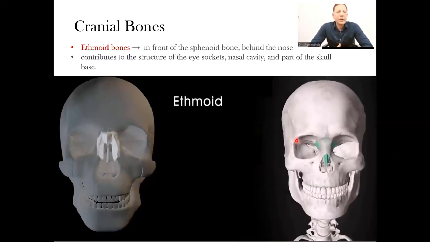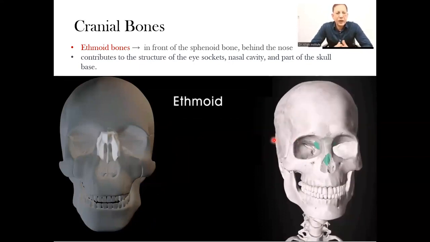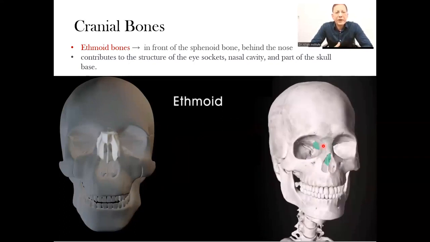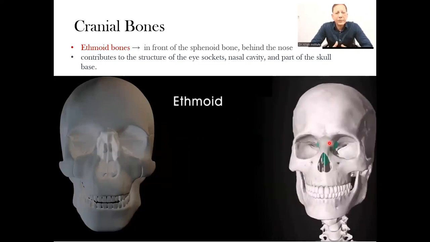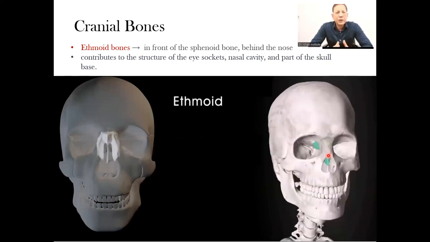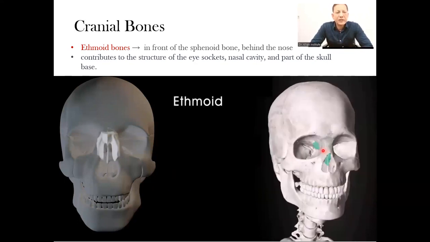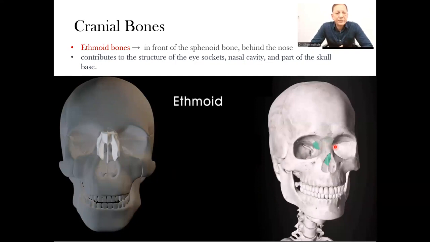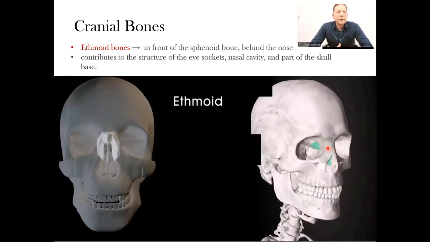Ethmoid bone plays a crucial role in the formation of the nasal cavity, the nasal septum, and the eye sockets. It supports the olfactory bulbs and contributes to the sense of smell by providing a passageway for the olfactory nerves. Located at the anterior part of the skull, between the eyes, it contributes to the structure of the skull, particularly the nasal cavity and the eye sockets.